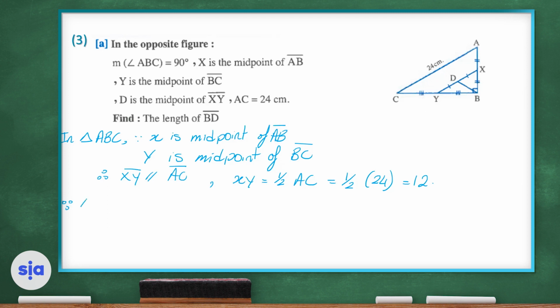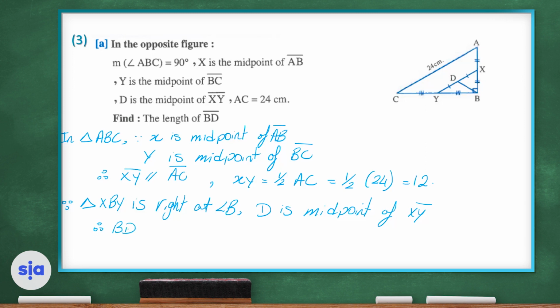Since triangle XBY is right at angle B, where D is midpoint of XY, therefore BD is a median. So in this case, BD is half XY, which is half the 12, which is now 6 centimeters long.